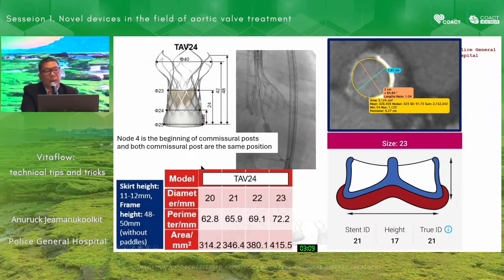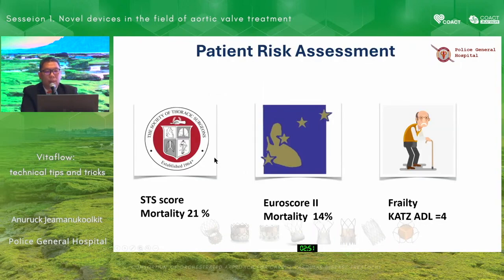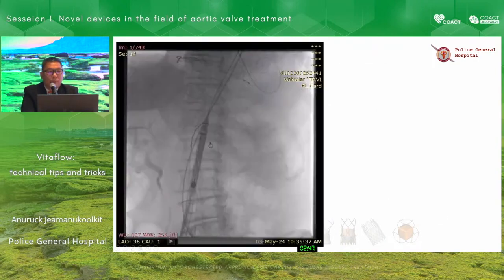At that time, I was quite concerned about commissural alignment in this case because I want to access the coronary. So I thought that I would align the commissural post of the Vital Flow with the commissural post of the Trifecta. The leg has no problem. He has a high STS score, a high-risk patient.